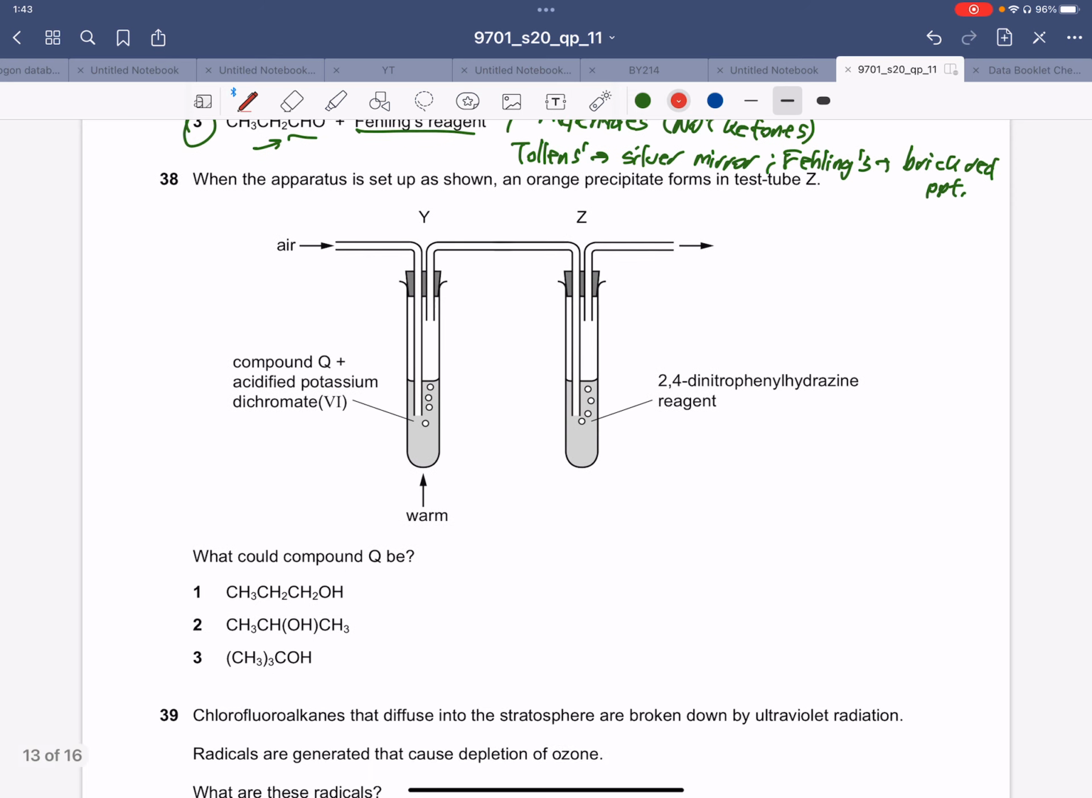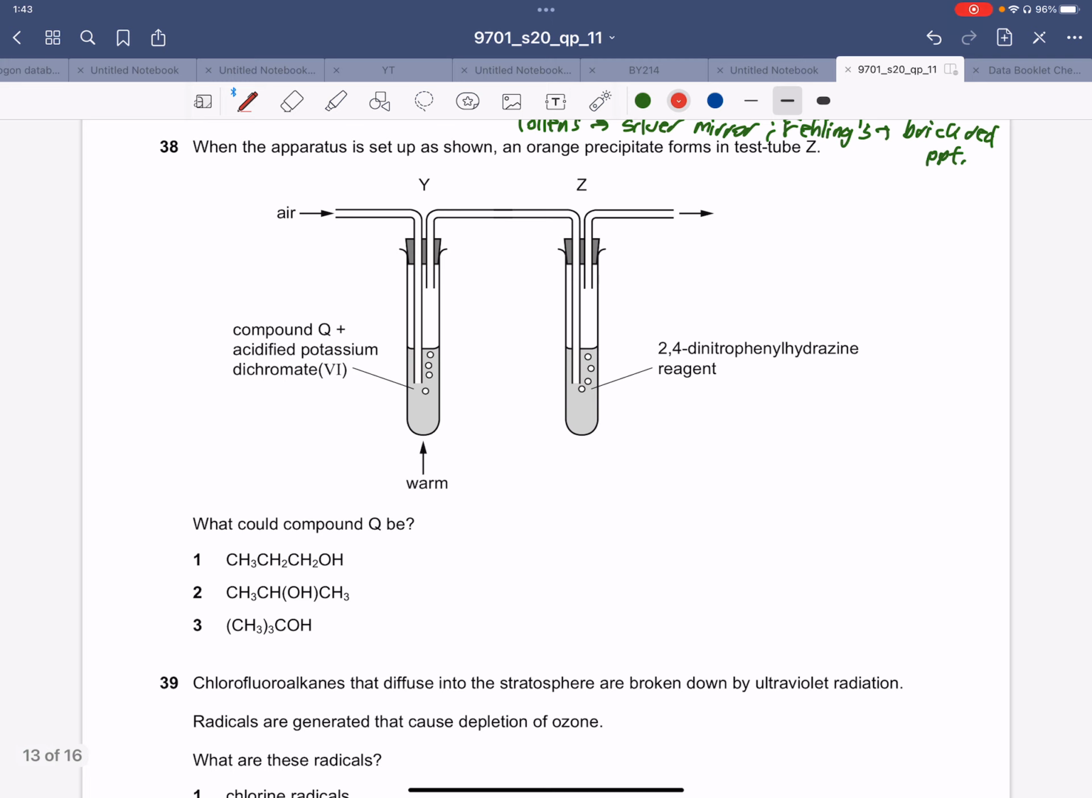All right, question 38. When the apparatus is set up as shown, an orange precipitate forms. We have 2,4-DNPH, or 2,4-dinitrophenylhydrazine. What this does is it tests for a C=O, and it forms an orange precipitate if you have that carbonyl. So that just means aldehydes and ketones. It does not work for carboxylic acids because those are a bit special.